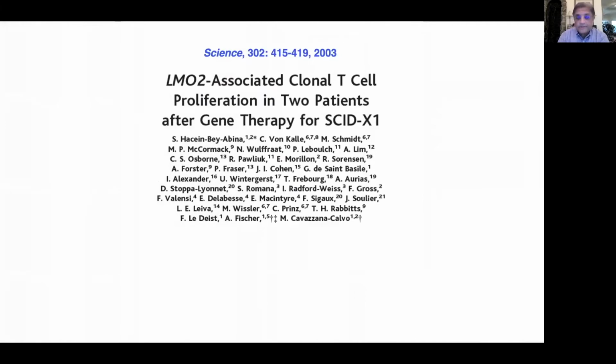So I'm going to take you through a few slides where this first evidence of tumors or cancer was seen in patients with X-linked SCID. This is the Alain Fischer-Cavazzana-Calvo trial in Paris, where T-cell leukemia was observed in 2 patients 3 years after they received their gene therapy. So the mouse retroviral vectors were causing leukemia. They cured the disease for X-linked SCID, but they were causing T-cell leukemia, unfortunately.